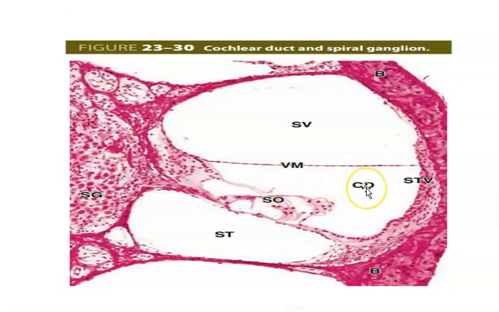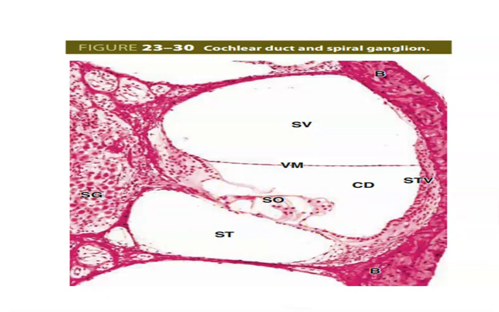And we say the scala media is having what? It has endolymph. This is the whole of our cochlear duct, the scala media, and in the whole it has what? The stria vascularis, from which endolymph is produced. Then another structure found in the cochlear duct is what we call the spiral organ of Corti, and this is the very organ.